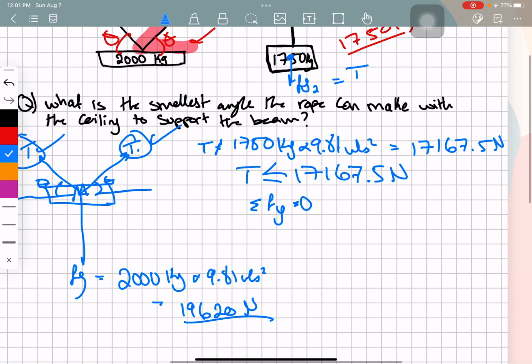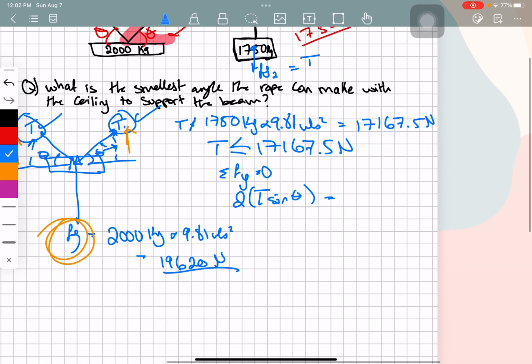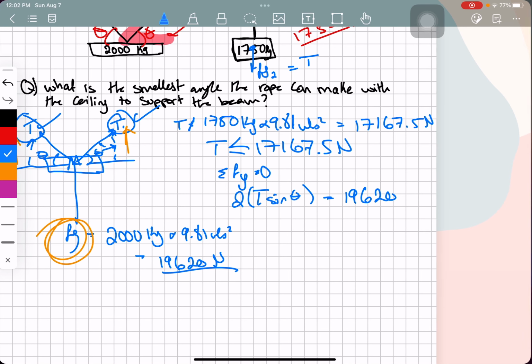So here we have this going up, and this going up, so we have two of these. We have 2T sine theta, because that's theta opposite over adjacent, and we have 2 of them. So 2T sine theta is going to equal both of these, since they are opposite of that. They're going to equal this because this is a suspended object question. So this is going to equal 19620 newtons, of course.